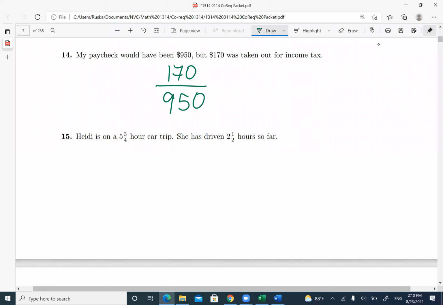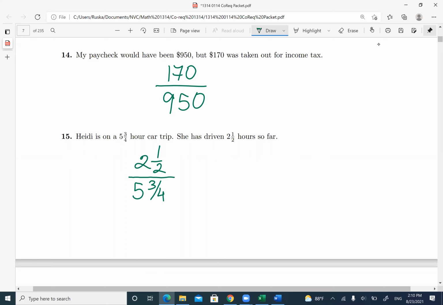Haiti is on a 5 3/4 hour car trip. She has driven 2.5 hours so far. So what is the total? What is the part of it? The total is 5 3/4, that's the whole. That's right. So that's going to be in the denominator, 5 3/4, and in the top is going to be 2.5. Okay. Any questions here?